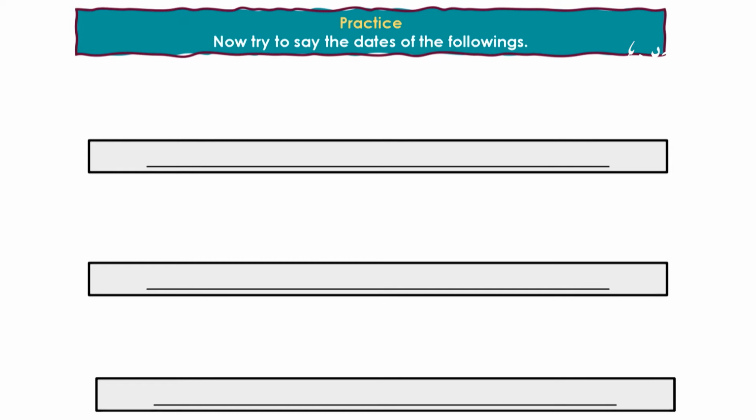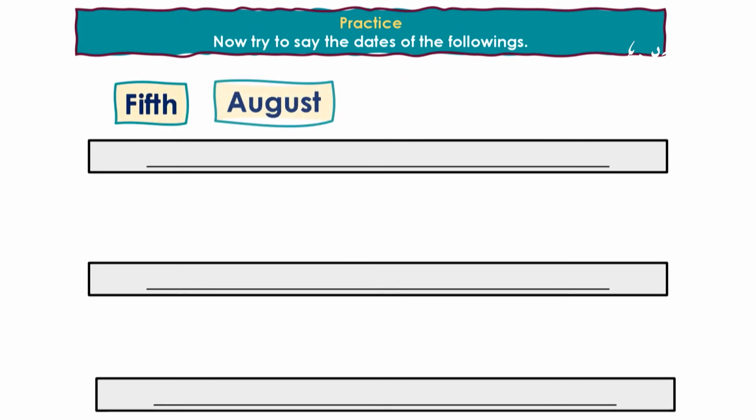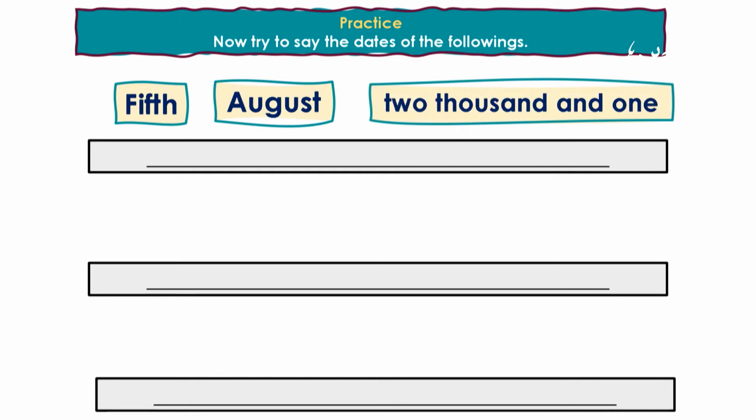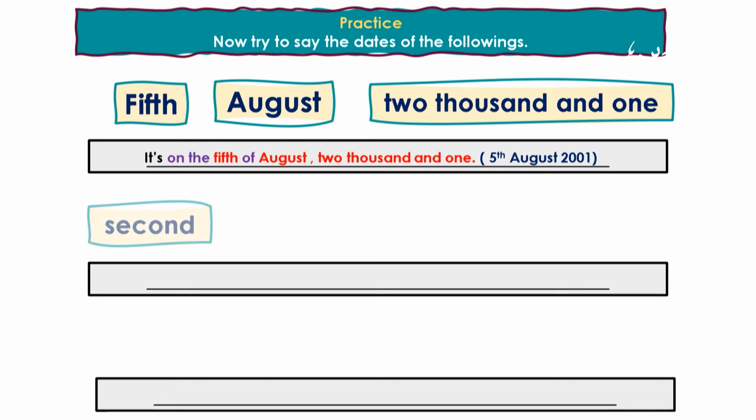Now, try to say the dates of the following. For example, it's on the 5th of August, 2001. Now, I will give you 1 minute. Try to say it by yourself.